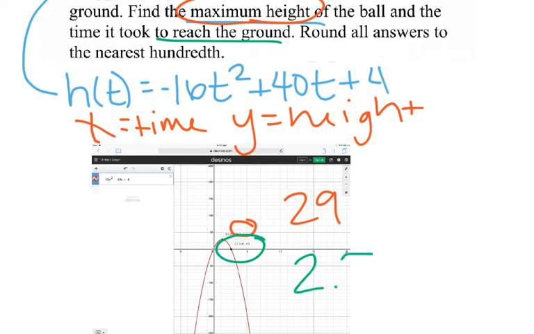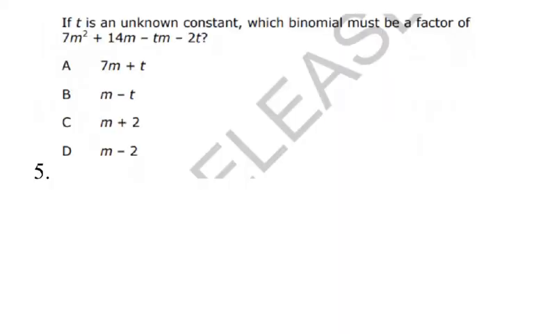Alright, so the maximum height it reaches is 29, and then the time it takes to reach the ground is 2.596. So all you've got to know is how to find this stuff, how to interpret it, what you're looking at.